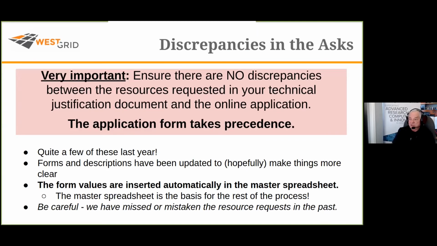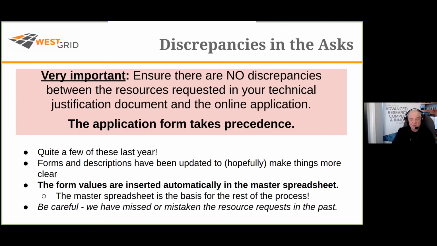This one particularly came up in RAC 2020 last year. The web forms are getting a little complicated, mostly because we just have so many different resources now: the GPUs, the CPUs, the storage, whatever. So it's not that easy to work through some of the forms. And what we found last year was quite a few requests where what was in the form was not what was in the written description. There was an inconsistency. The forms go straight into our master spreadsheet, which is what we all work with. So if it's not right in the forms, we're probably not going to pick it up.